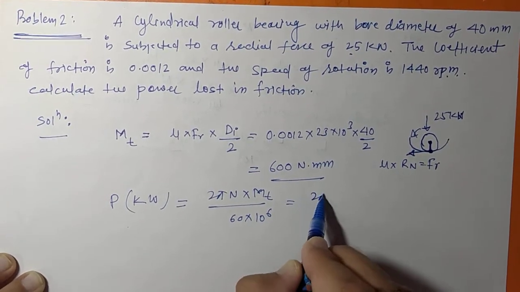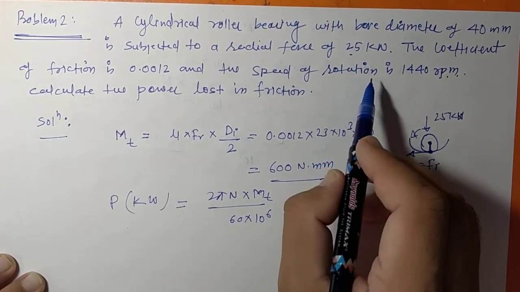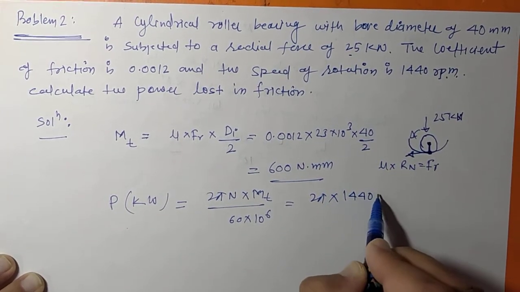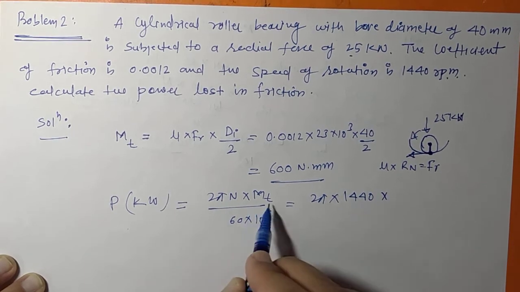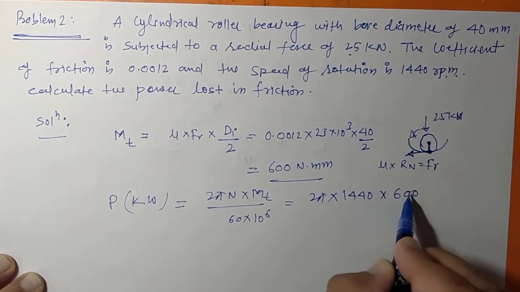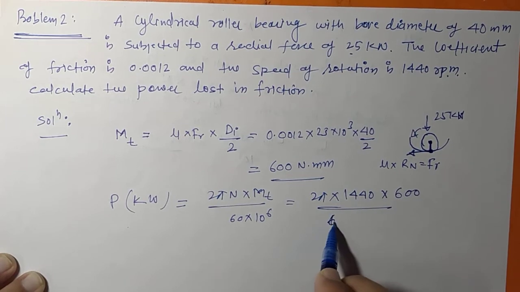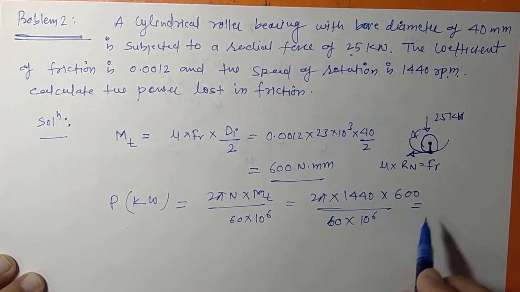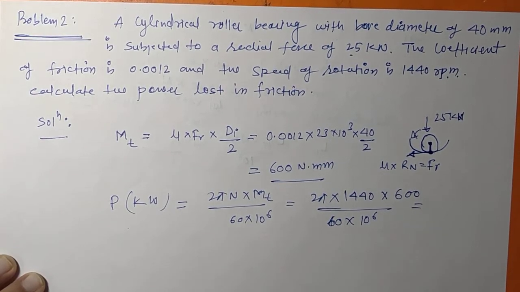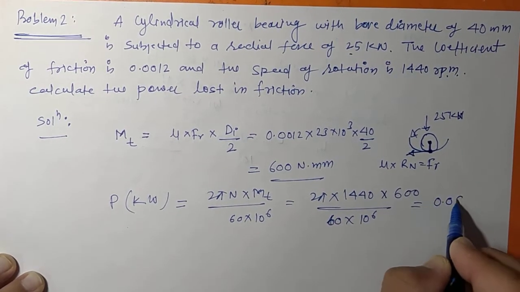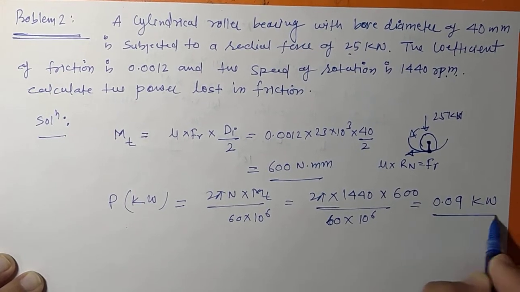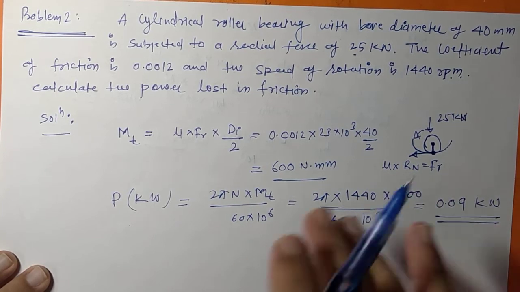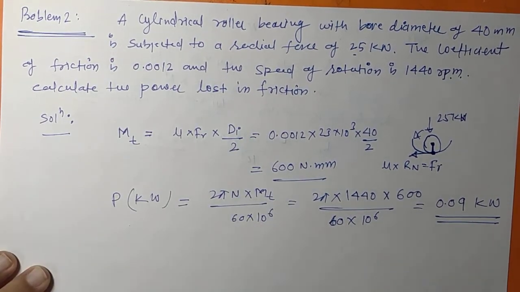So this is 2 pi, and rotation speed is given as 1440 rpm. So this is 1440, and Mt is 600 Newton mm. So this is 600 divided by 60 multiplied by 10 raised to power 6. On solving this, we'll get the value as 0.09 kilowatt. So this much power we will lose just due to the friction. So this is the answer for this problem.